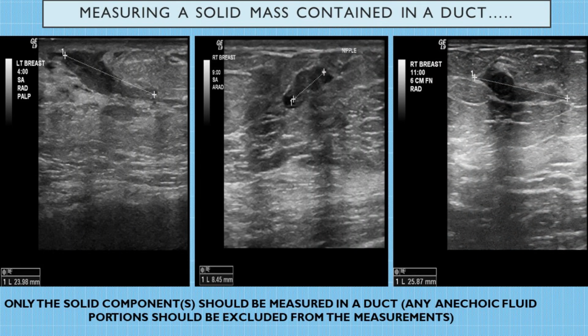Measuring a ductal mass. Sometimes with ductal masses, we can actually visualize the duct in addition to the mass, and sometimes we can only see the mass itself. When you can visualize the duct in addition to the mass, it's really critical to ensure that you're measuring only the mass and not the anechoic milk duct. So only the solid component of the mass itself should be included in the measurements, and important to follow the longest lie of the mass.